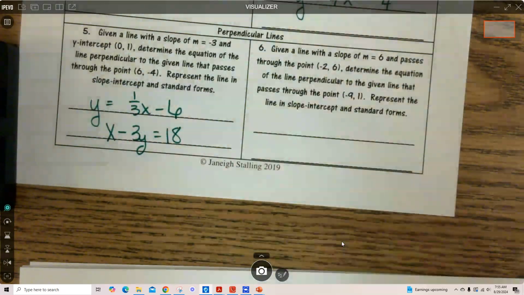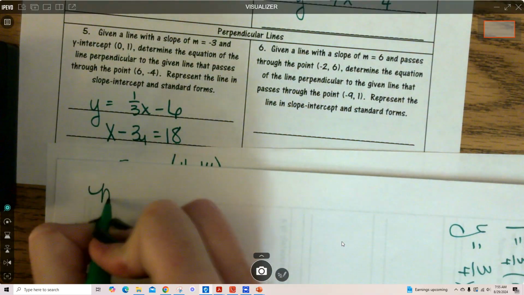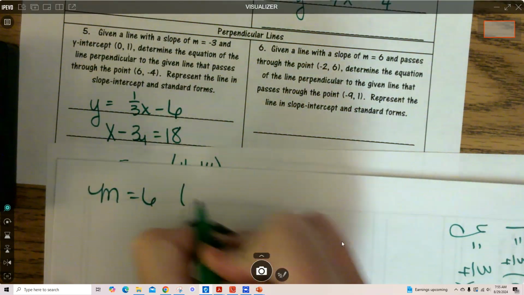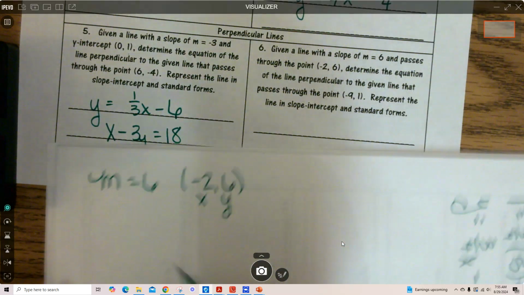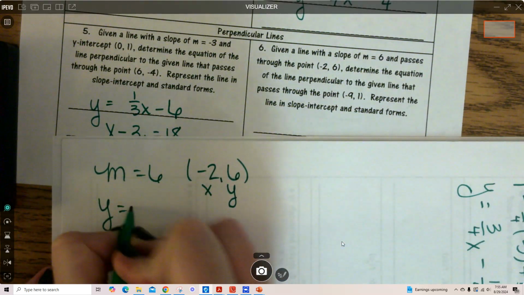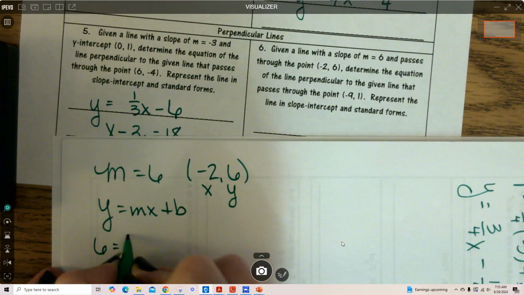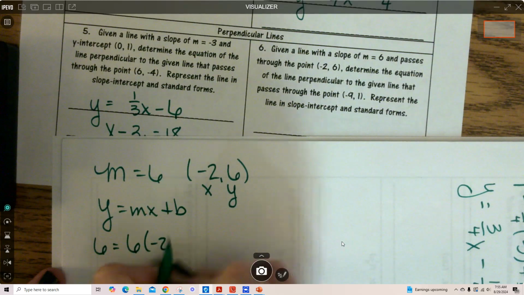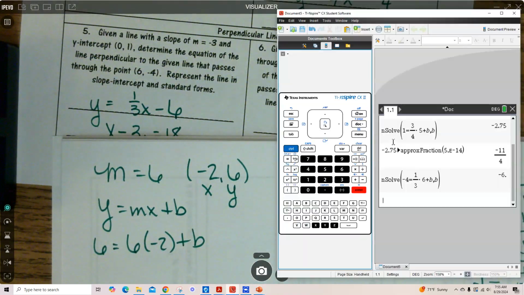So I'm going to go ahead and get you started on this one. This time they've given me the slope, and they've given me this ordered pair. That's my given line. So I'm going to write the equation for my given line. So y is 6, m is 6, x is -2, plus b. So we've got to find our b value.